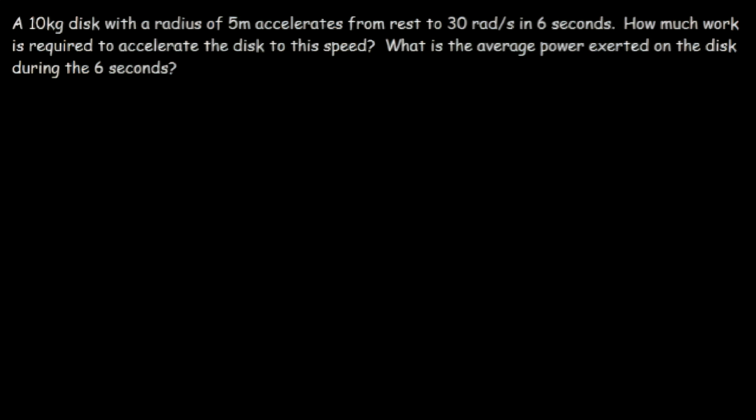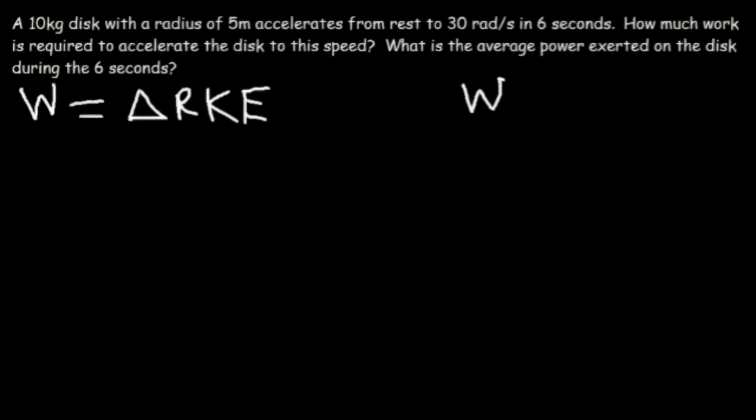Let's try this problem. A 10 kilogram disk with a radius of 5 centimeters accelerates from rest to 30 radians per second in 6 seconds. How much work is required to accelerate the disk to this speed? So there's different ways in which we can calculate the work. One way is to use kinetic energy. Work is equal to the change in kinetic energy, in this case, the change in rotational kinetic energy. Another way in which we can calculate the work is if we could find the torque and the angular displacement, we can do it that way as well.